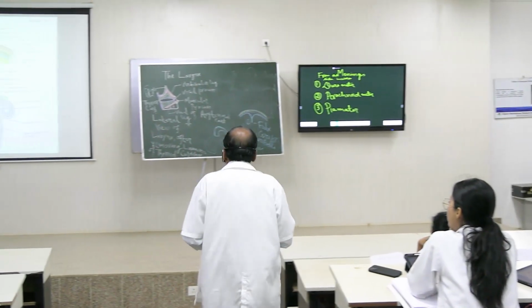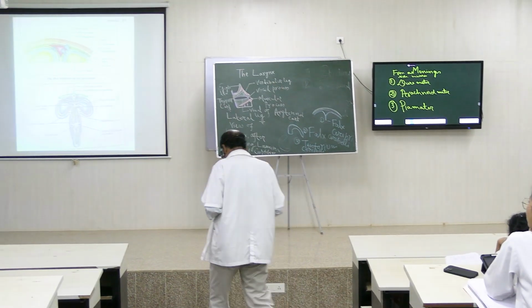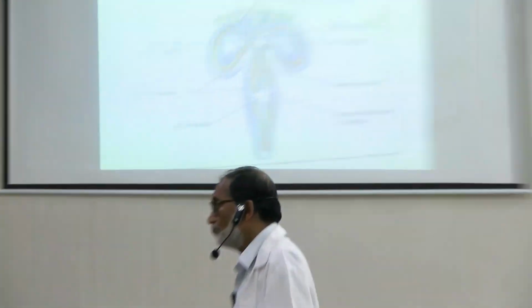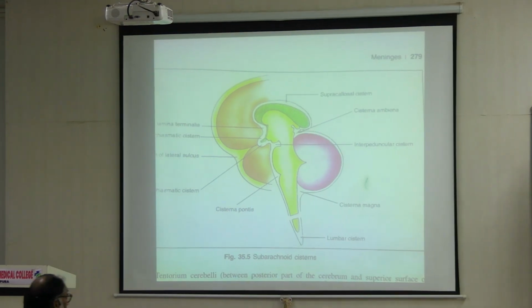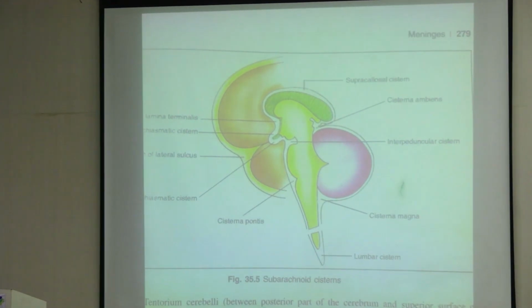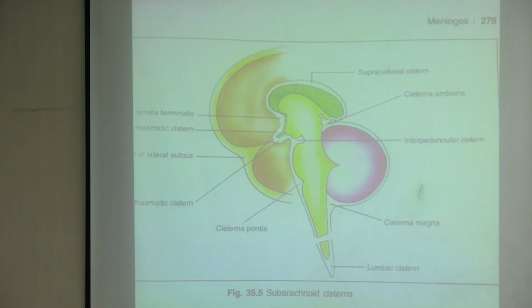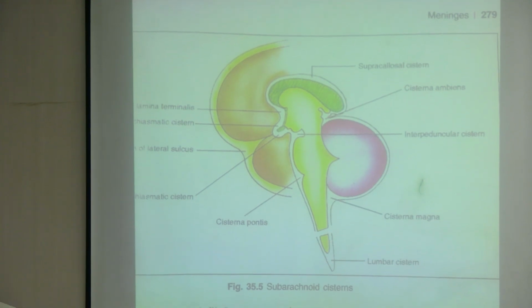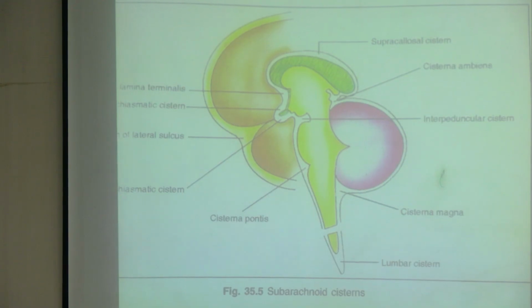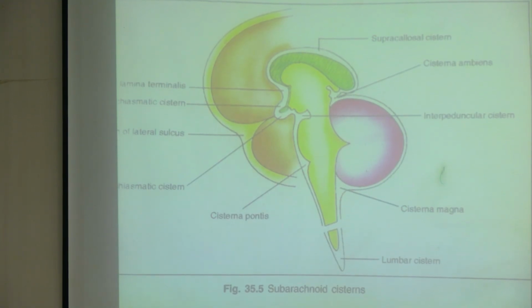Now, at which places does this cistern lie? Here you see, one is cisterna magna. Magna means magnificent, बहुत बड़ा. That is why it is named cisterna magna. What is the position of the cisterna magna?